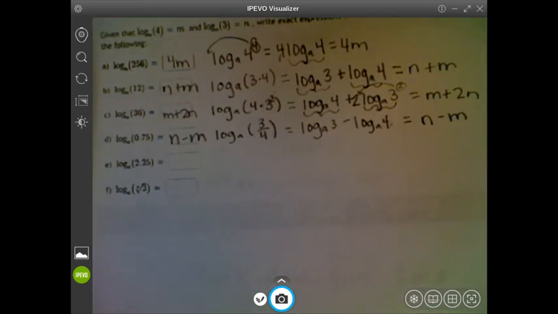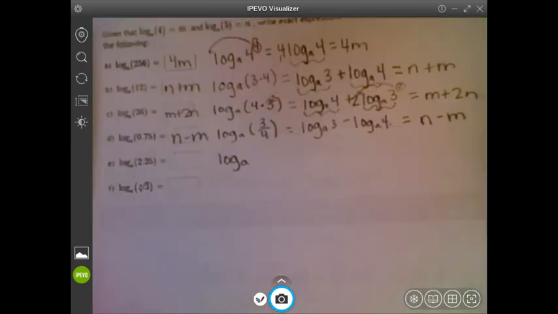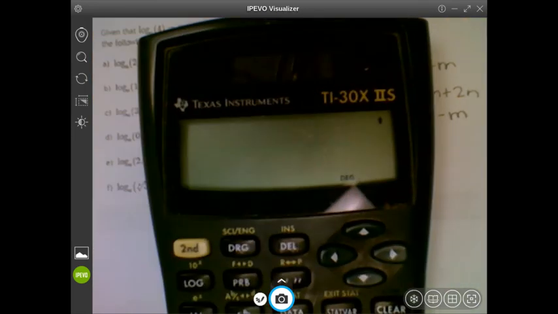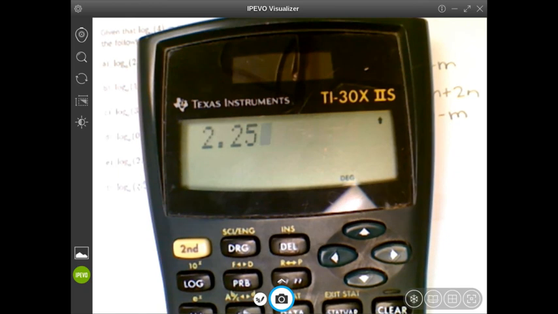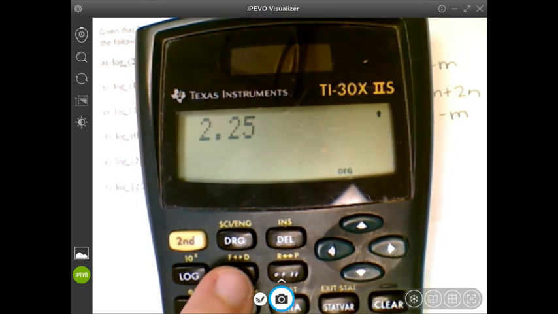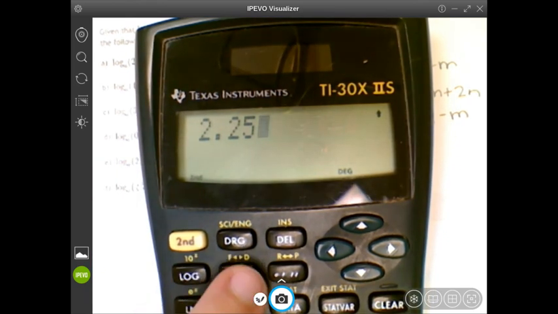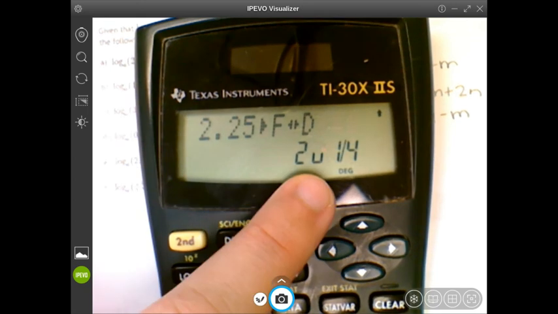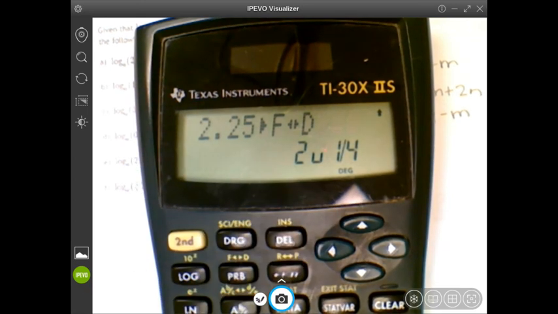All right, up next is 2.25. And so this one might be a little harder to try to figure out what's going on to get 2.25. So if you want, you can change 2.25 to a fraction. That would be the easiest. So 2.25, change it to a fraction, use this F to D, and it's yellow, so you have to hit that button first. So that's 2 1/4, and that's a mixed number, right?